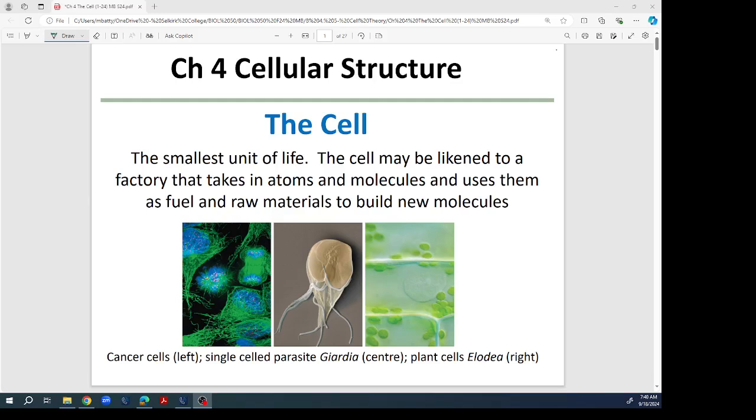So here's our lesson on chapter 4. We're moving on past the themes of biology and into the first real topic, which is cell theory. And so we're going to study the parts of the cell today and then move on to the different processes that are necessary for life, because the cell is the smallest unit of life.